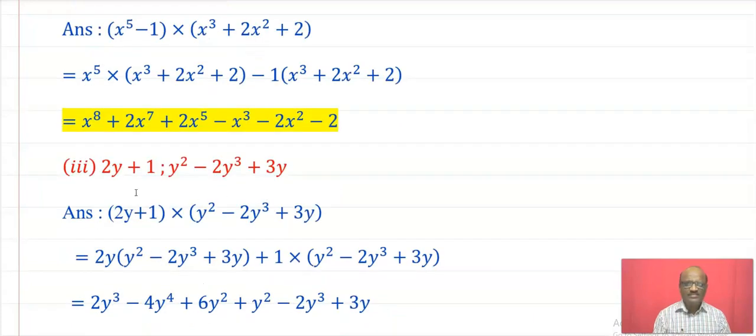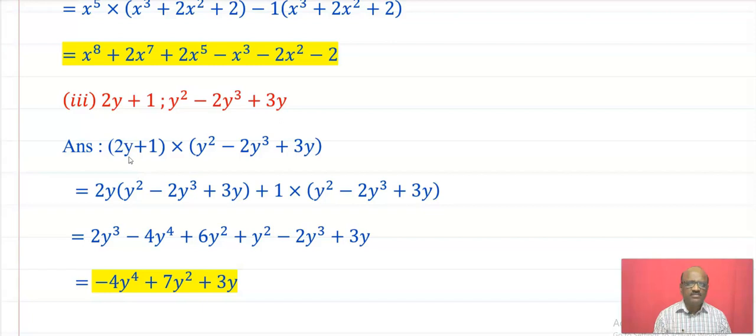Now next is 2y plus 1 in first bracket and second bracket is y square minus 2y cube plus 3y. Now here is a multiplication. In first bracket 2y plus 1 and in second bracket y square minus 2y cube plus 3y. Now we will multiply first. What is the first term? It is 2y. Then we multiply 2y with the whole bracket. Then a plus sign, because there is a plus between these two, so plus is taken here. Plus 1 into the whole bracket, that is y square minus 2y cube plus 3y.